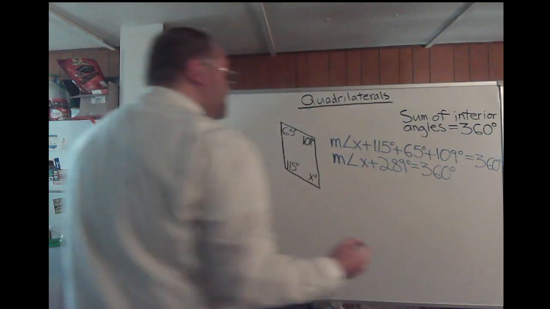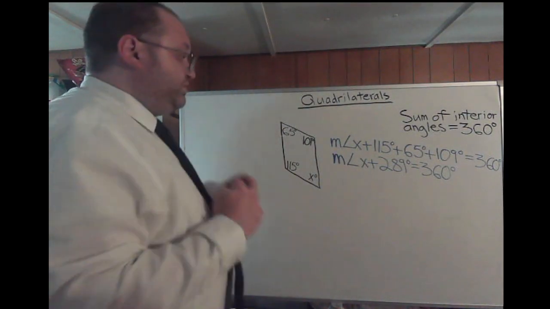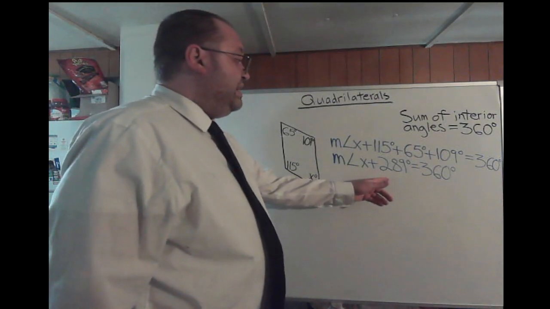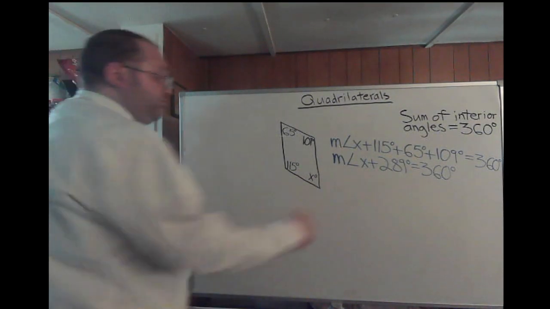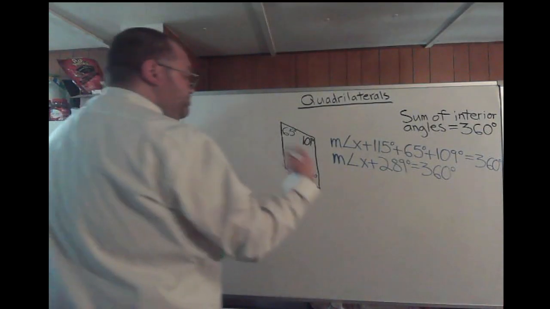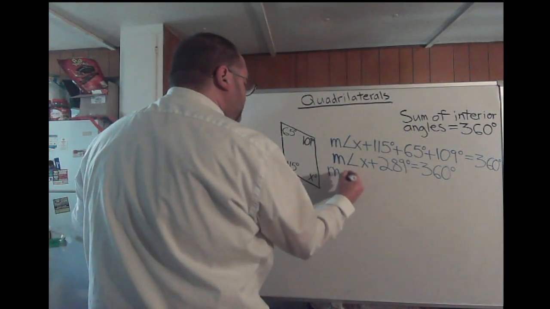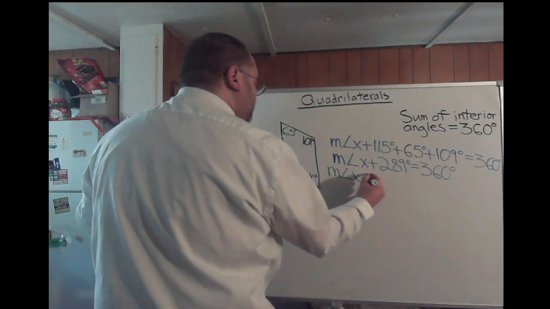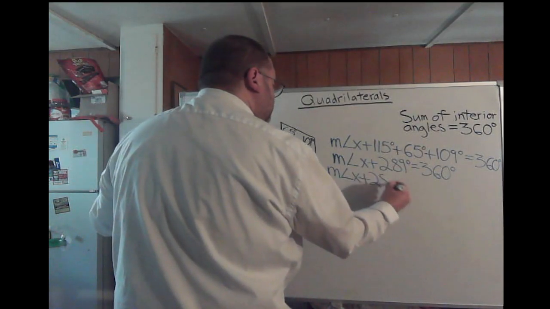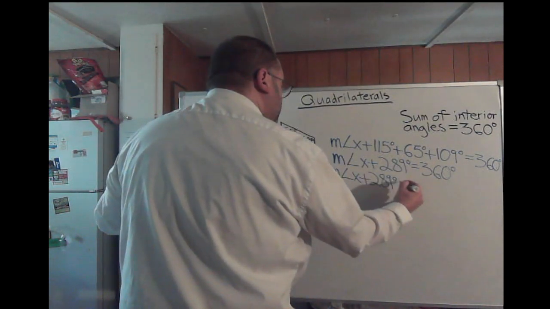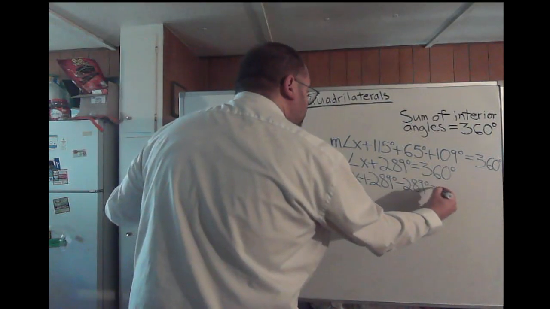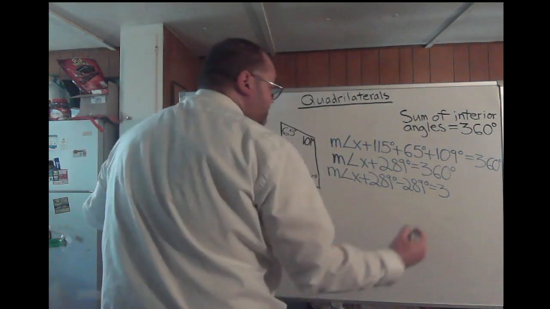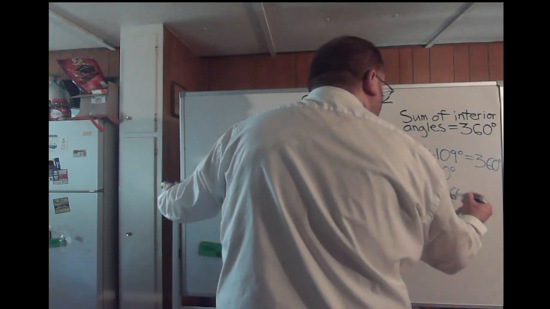Okay? Well, great. We have the measure of angle x plus 289. We just want to find the measure of angle x. Well, we have plus 289. We need to subtract 289 from both sides. So let's go ahead and do just that. We will subtract 289 from both sides, because what you do to one side, you actually got to do to the other also.